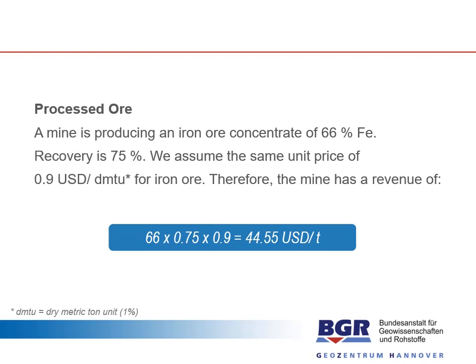In case the mine has to process the iron ore, a mine is producing a concentrate of probably 66% iron, can be lower, can be higher, not far higher, and with a recovery of 75% in this case, and the same unit price of 0.9, the ore value is lower, only $44.55, as you have losses during the recovery process, which of course reduces the ore value, as the non-recoverable iron is not marketable.